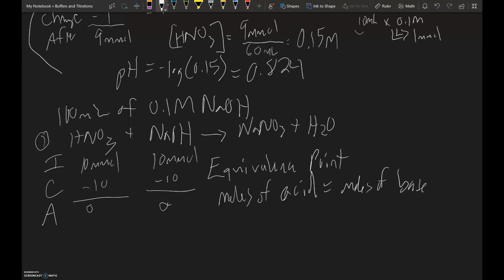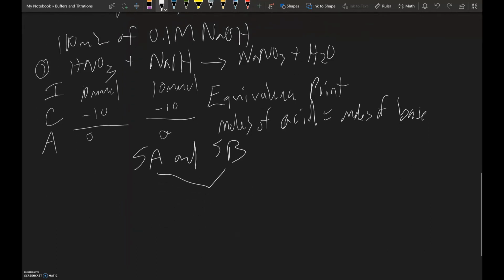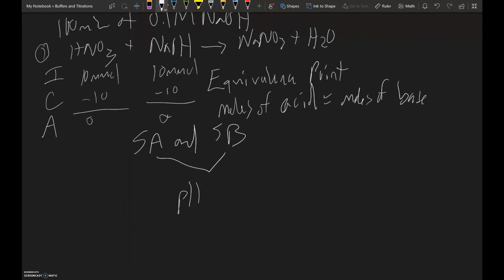Now, what's unique about this is that since we're dealing with a strong acid and strong base, they neutralize each other, and so the resulting pH is 7, because that's the halfway point. And since they're both strong acid, strong base, they neutralize in the midpoint, which is 7.